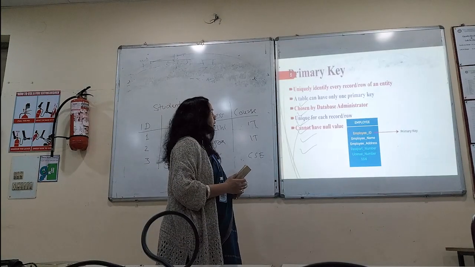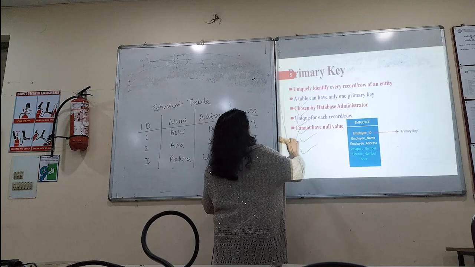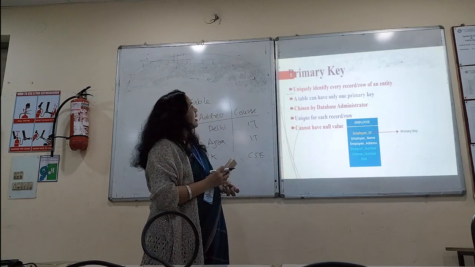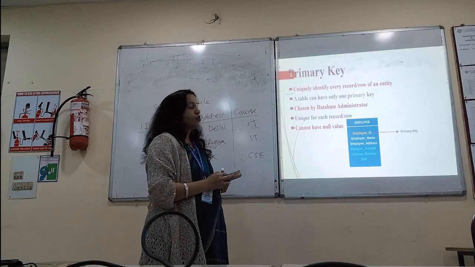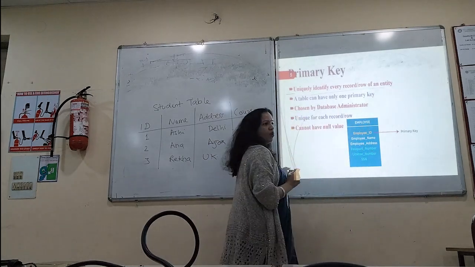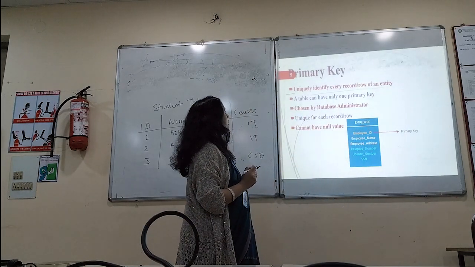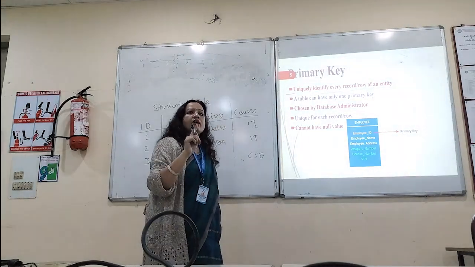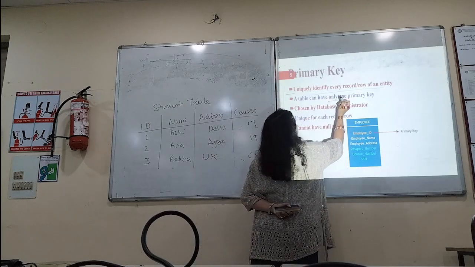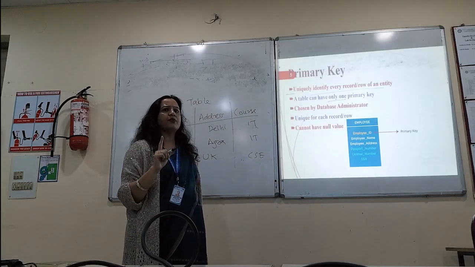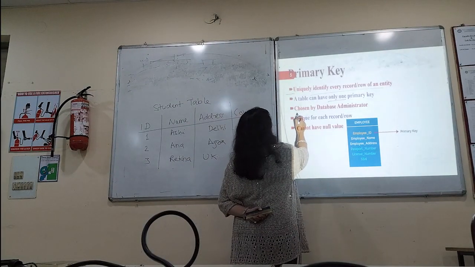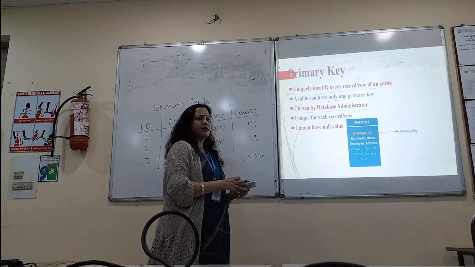So the primary key uniquely identifies every record or row of an entity. And you know that there can be only one primary key for a table or a relation. That means only one attribute can be chosen as primary key, right? Next point about primary key, it has to be chosen by the database administrator.